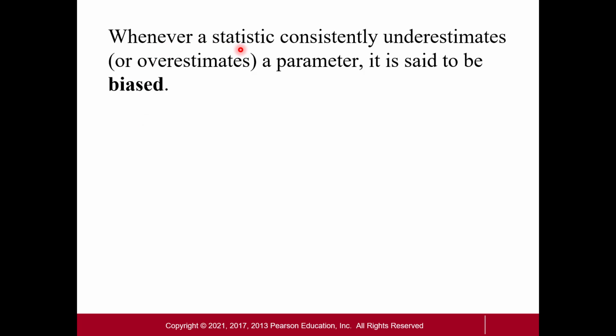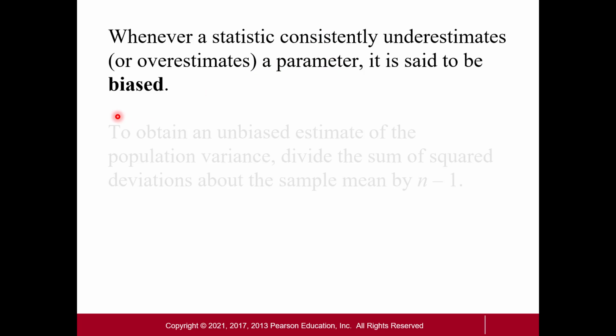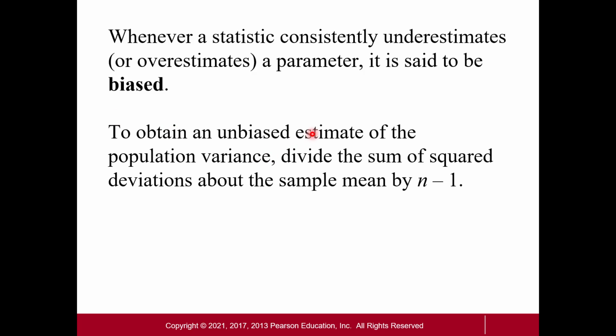Let's mention this real quick about variance. Whenever a statistic consistently underestimates or overestimates a parameter, it's said to be biased. And so to obtain an unbiased estimate of a population variance, we divide the sum of squared deviations about the sample mean by n minus 1. We've already been doing this, but if we had divided by n, little n, then we would actually be underestimating the population variance each time.